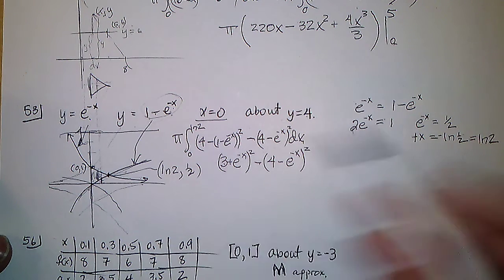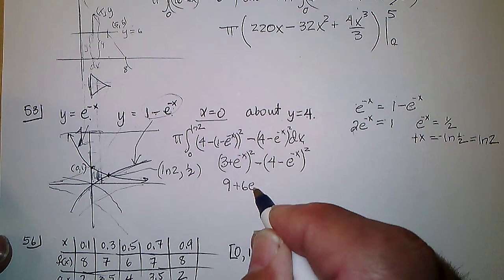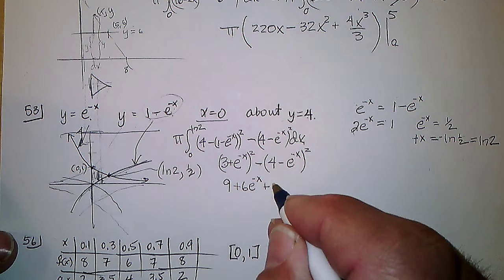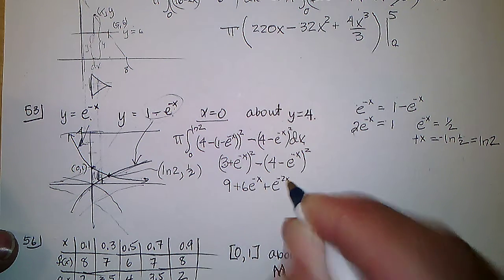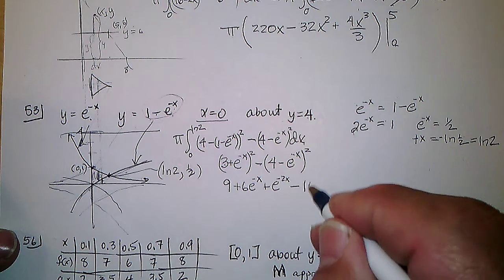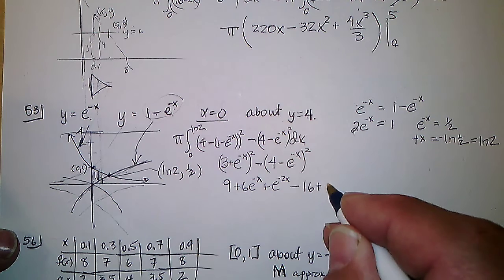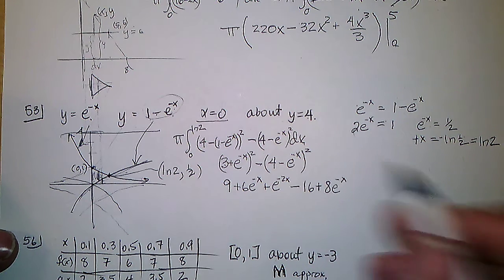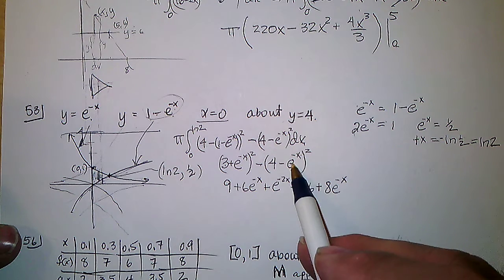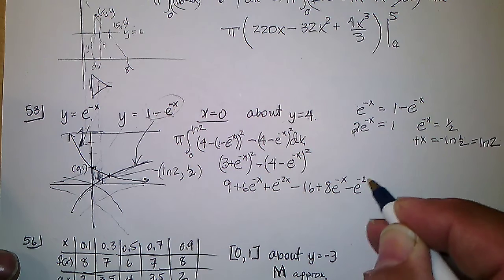So this squared, which is going to be 3 times 3, which is 9, plus 6e to the minus x, plus e to the negative x times e to the negative x is going to be e to the negative 2x, minus 4 times 4 is 16, minus 8e to the negative x, but minus here, so that makes it plus 8e to the negative x. And then we take negative e to the negative x times negative e to the negative x is plus e to the negative 2x, and the negative of that is negative e to the negative 2x.